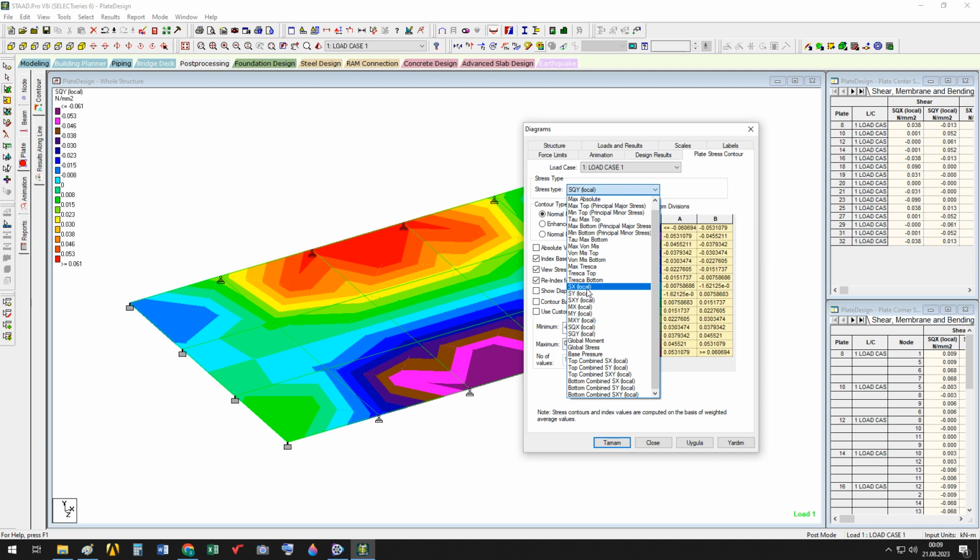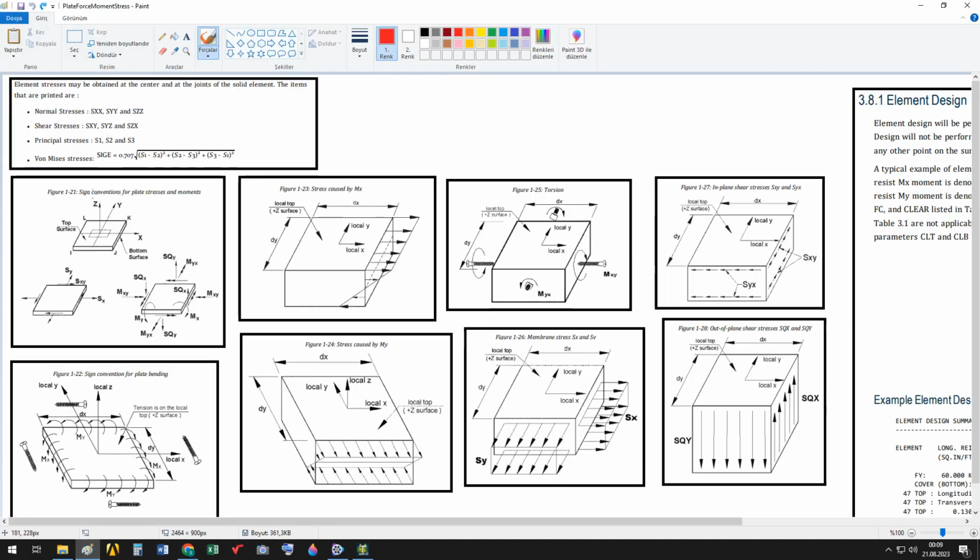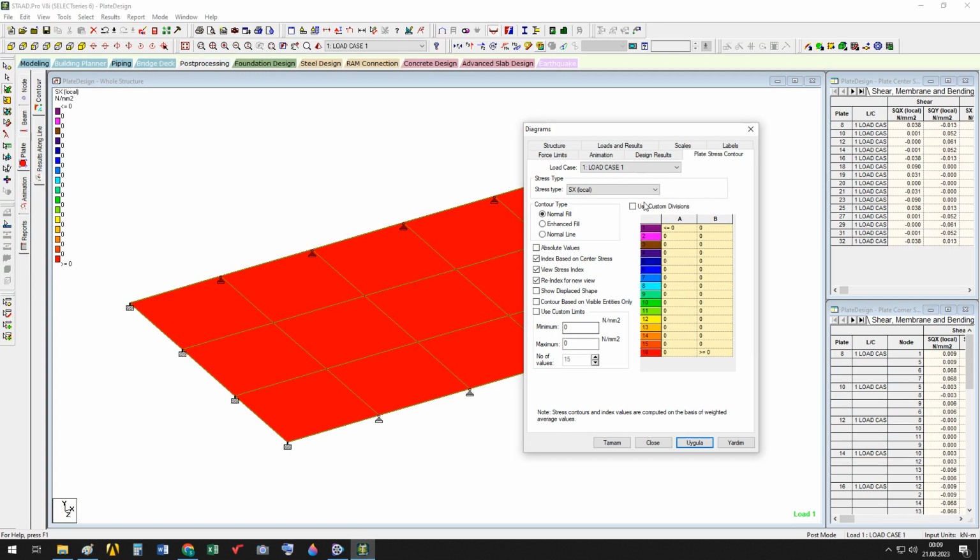We have then, did we check? Yeah, we have checked them. Membrane Sx, Sy, and Sxy forces. Sxy in-plane shear was also almost zero. Because of the symmetry of the geometry and the loading of the structure, it's normal that this has a zero value.